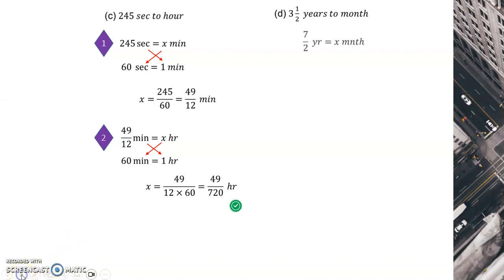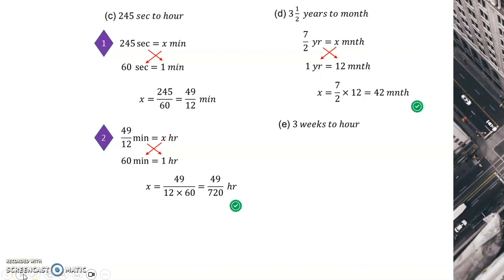Next, how to change years to months. Okay, so 3 1/2 years to months. So 3 1/2 years, you change it to the improper fraction 7/2, to x months. And you know that 1 year is equivalent to 12 months. And do your cross product, you're going to have x equivalent to 42 months.